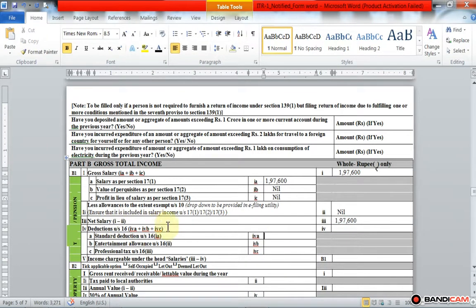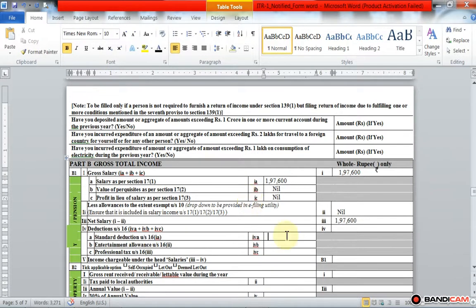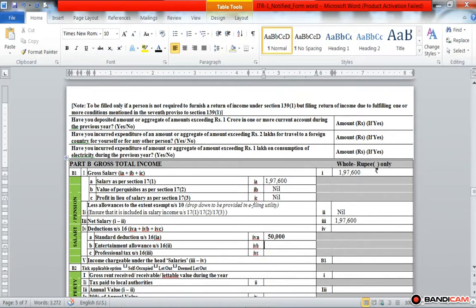Then deduction under section 16. We already discussed the deduction under section 16. Standard deduction amounts to rupees 50,000. Then entertainment allowance. Entertainment allowance is allowed for deduction only for a government employee. Here Mr. Nitin is a private sector employee, so it is nil.